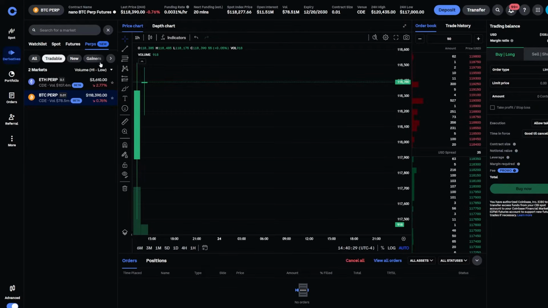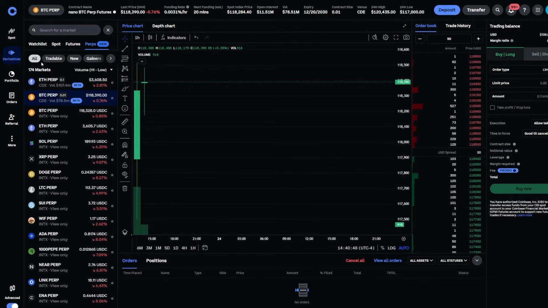So once we're on Perpetuals, if you're in the United States, you're going to have a much more limited version of what you can see, right? So for instance, I can see that there is a Bitcoin perpetual contract, and I can see that there is an Ethereum perpetual contract. Now, if you're outside of the United States or somewhere else maybe, you can go to All, and you can see that there's a lot that are listed.